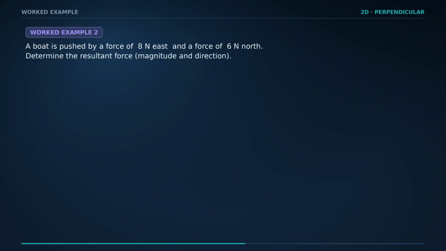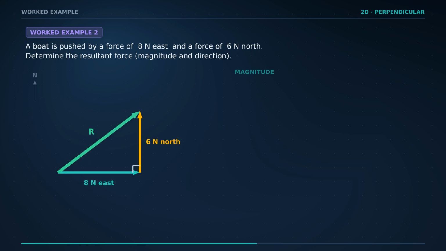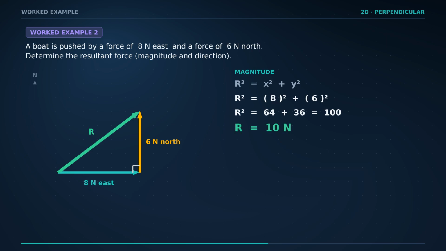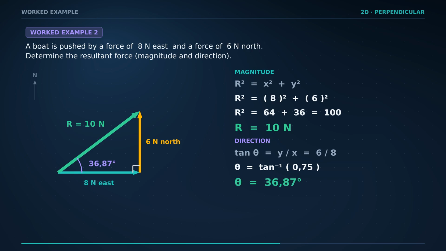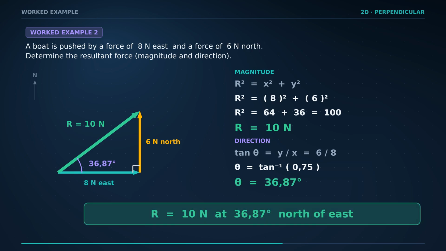Worked example 2. A boat is pushed by a force of 8 newtons east and a force of 6 newtons north. Find the resultant. First, sketch the right-angled triangle. For the magnitude, R squared equals 8 squared plus 6 squared. That is 64 plus 36, which is 100. So R is 10 newtons. For the direction, theta equals the inverse tangent of 6 over 8, which gives 36.87 degrees. The resultant is 10 newtons at 36.87 degrees north of east.